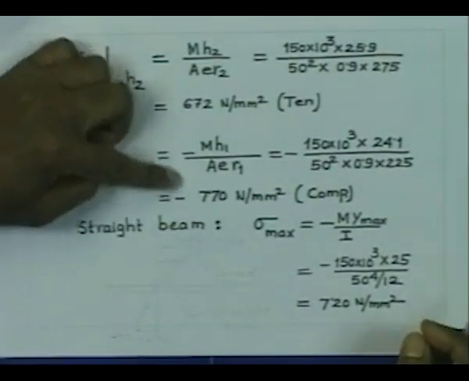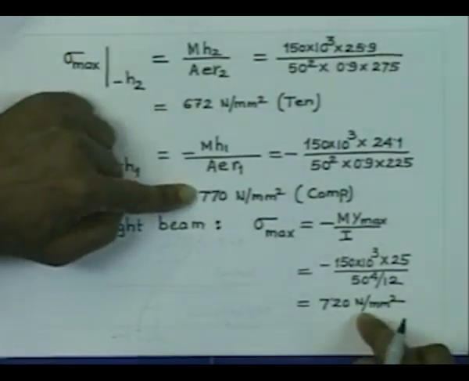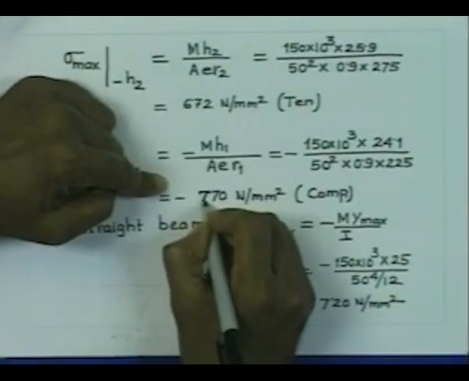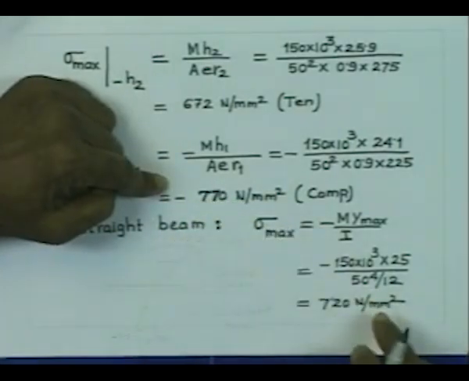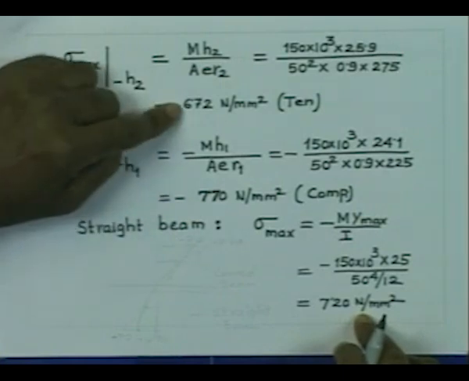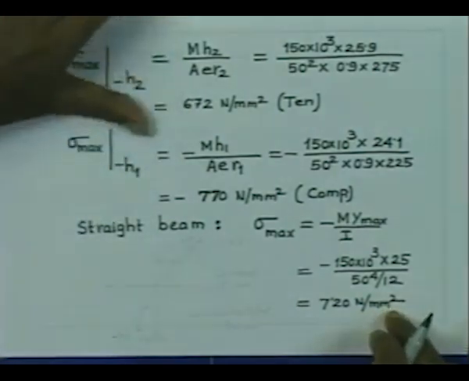So, you can see that the maximum stress that we are calculating is underestimated. This value is 7.7, whereas the straight beam formula gives us 7.2. Similarly, the minimum stress is going to be overestimated if we make use of the straight beam formula.